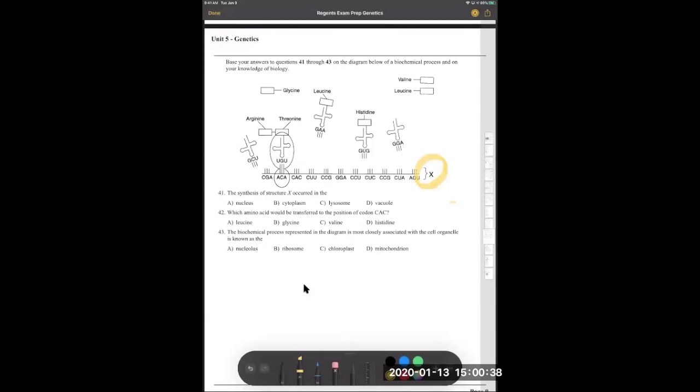Lysosome, we know it does not happen there. Nucleus, we know the synthesis happens. However, in the nucleus, you're not going to synthesize. Hold on. Let's take a look again.